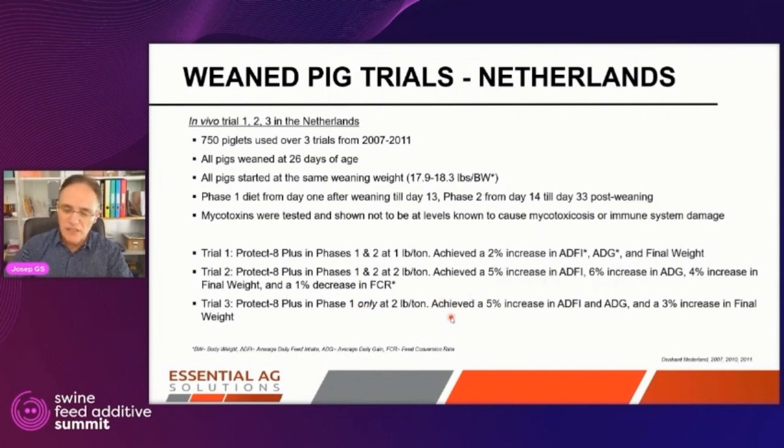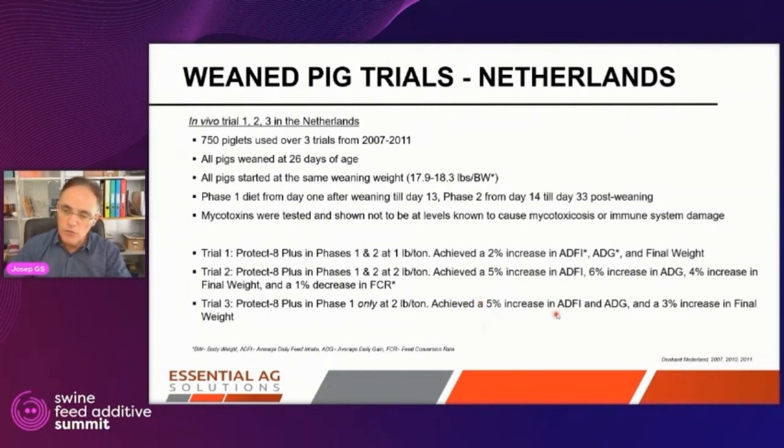And then in the last experiment, we tested the higher dosage, 2 pounds per ton, 1 kilo per ton, but we only used it in the first diet, in the first 2 weeks of the experiment. In the second diet, both treatments were without the product. Even then, we achieved almost the same results as with the previous experiment. So we get almost the same increase by just using the product in the initial post-weaning diet.